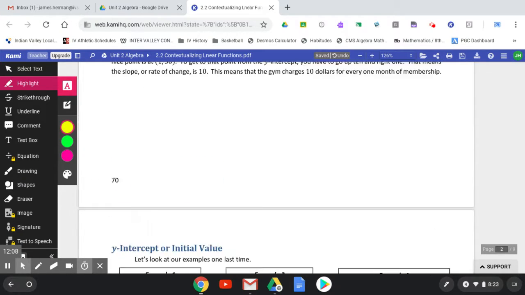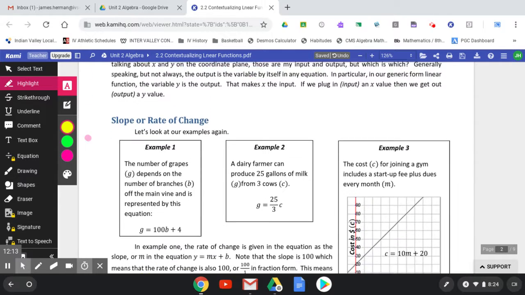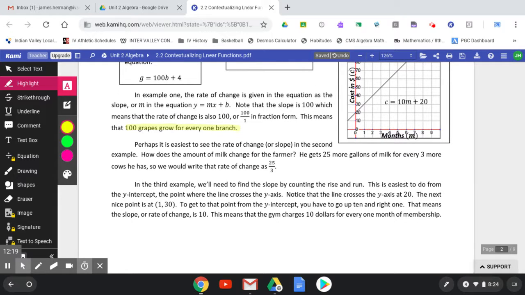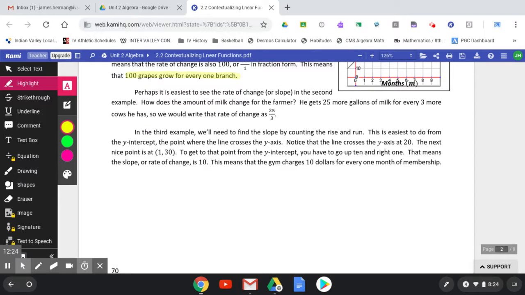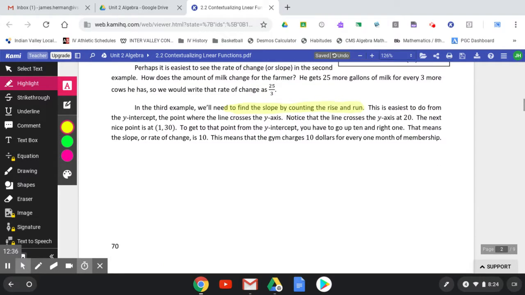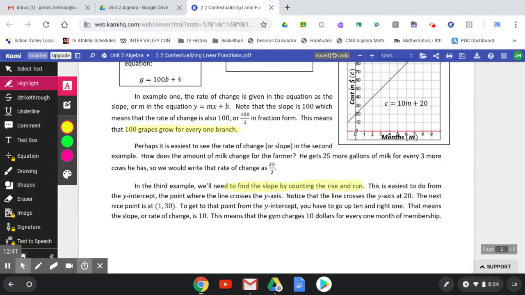Anybody else? Not much highlighted there, huh? Okay, Stallings? We need to find the slope by counting the rise and run. Cool, where's that at? In the bottom paragraph. Very good. Find the slope by counting the rise and the run. Excellent. Somebody else? Yes, ma'am? The middle paragraph on page 70, the last sentence: so we write the rate of change as 25 over 3?